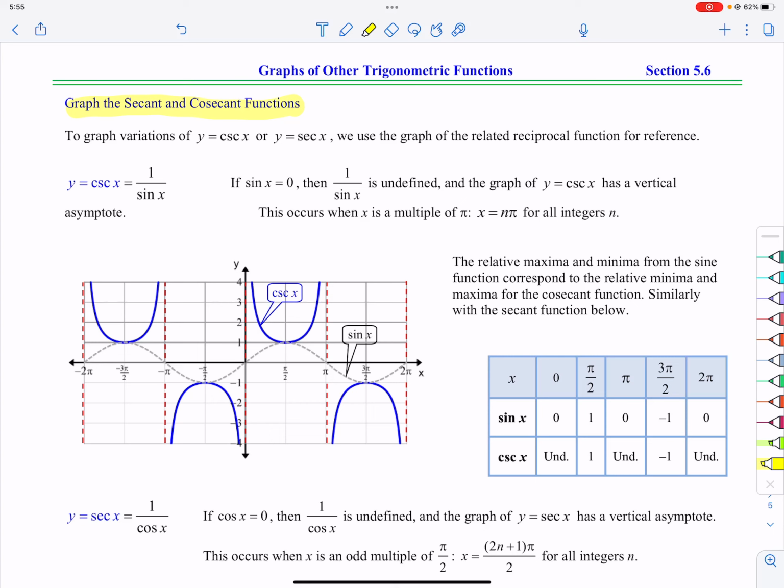This is section 5.6, graphs of other trigonometric functions. And we're going to begin with graphing the secant and the cosecant functions. Let's remember our definition of a cosecant.